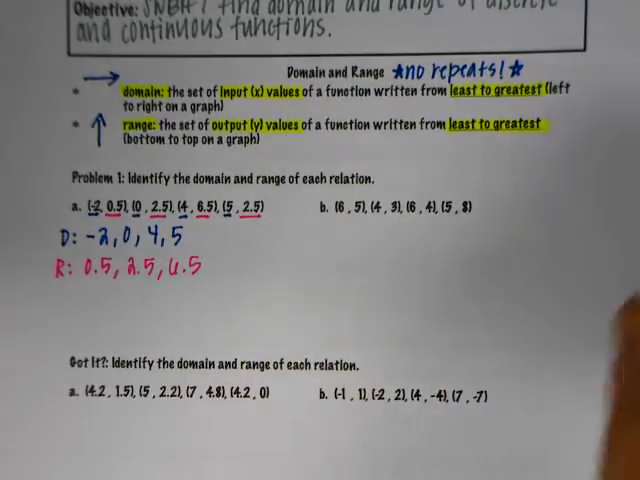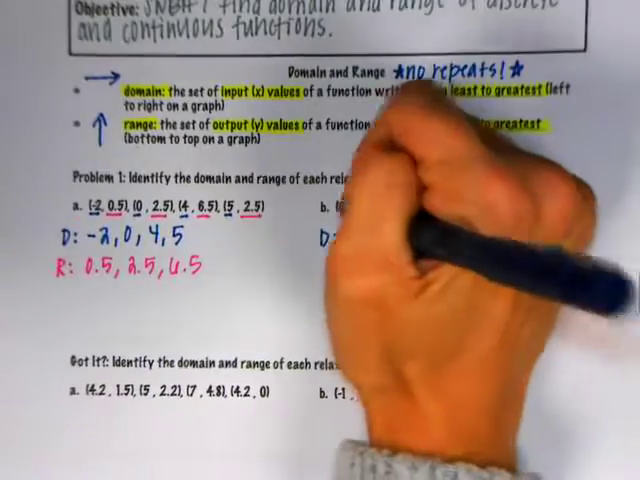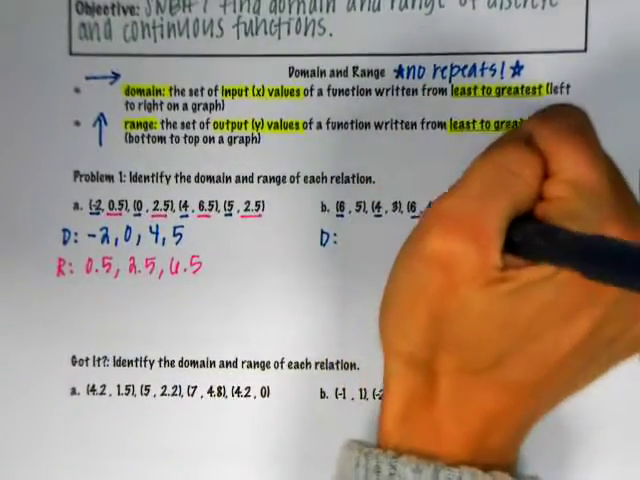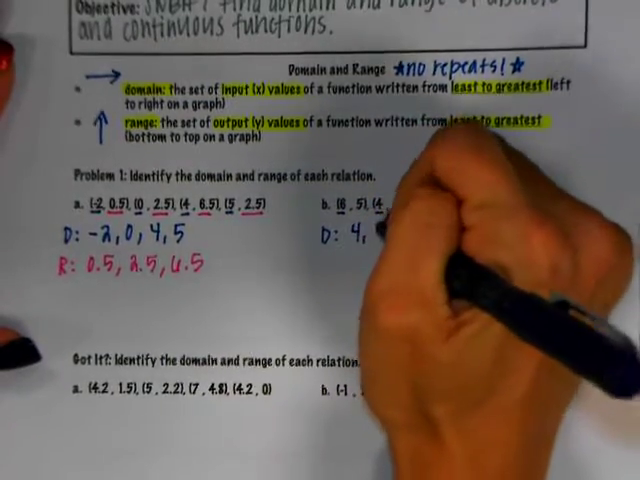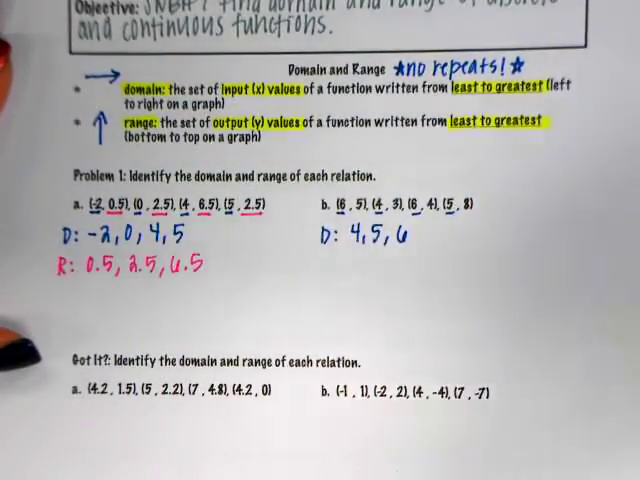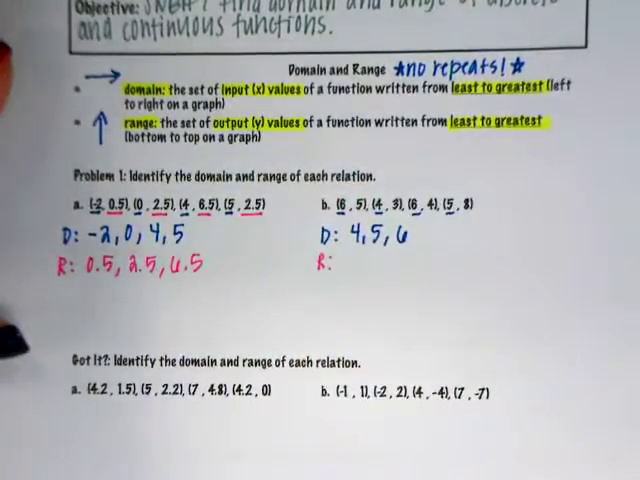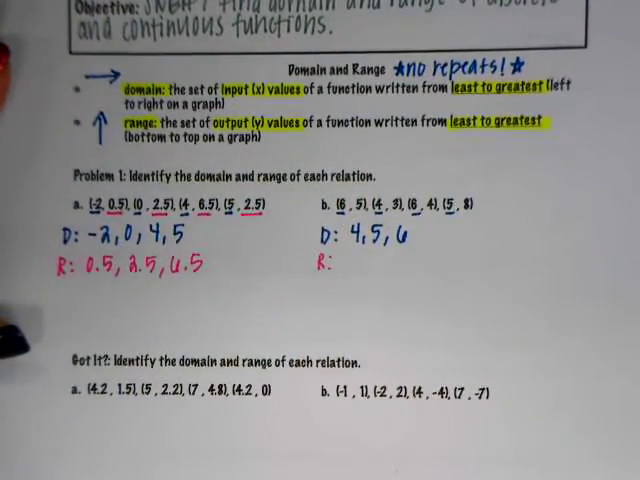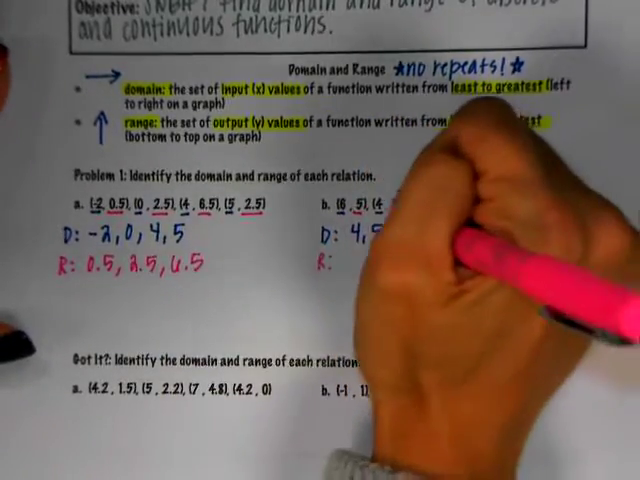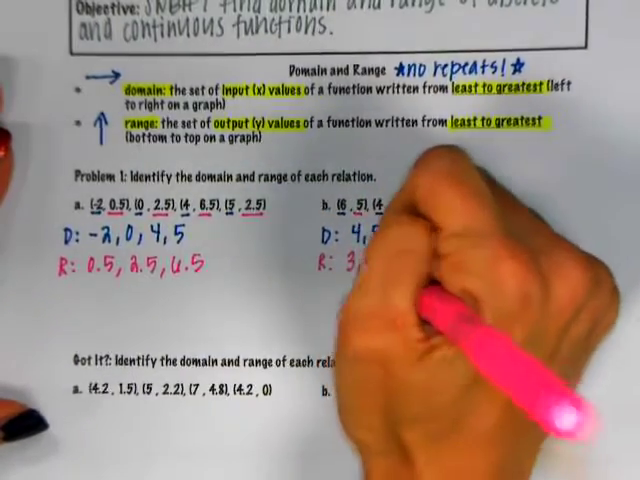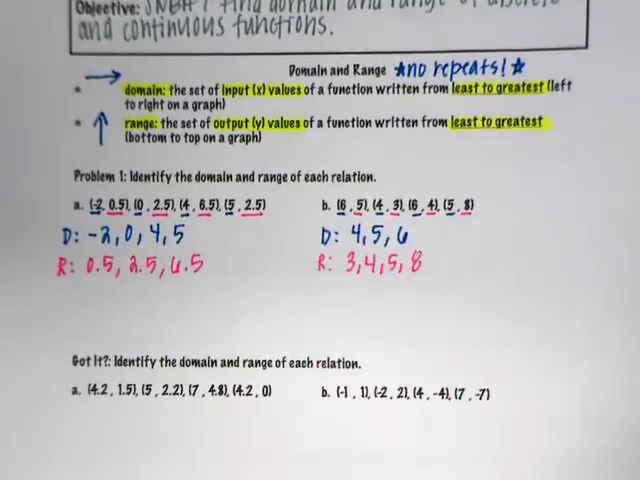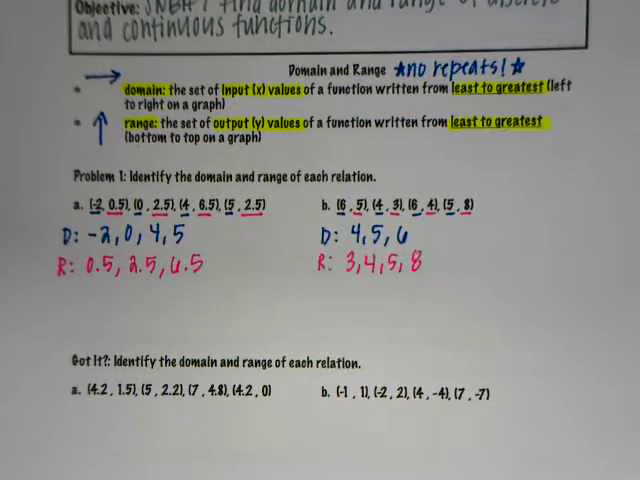All right, so for B, I have 6, 4, 6, 5. So how would I write that least to greatest with no repeats? Yeah, 4, 5, 6. And then range, I have 5, 3, 4, 8. So how do I write that? Yeah, 3, 4, 5, 8. Okay, and then go ahead and do the rest.